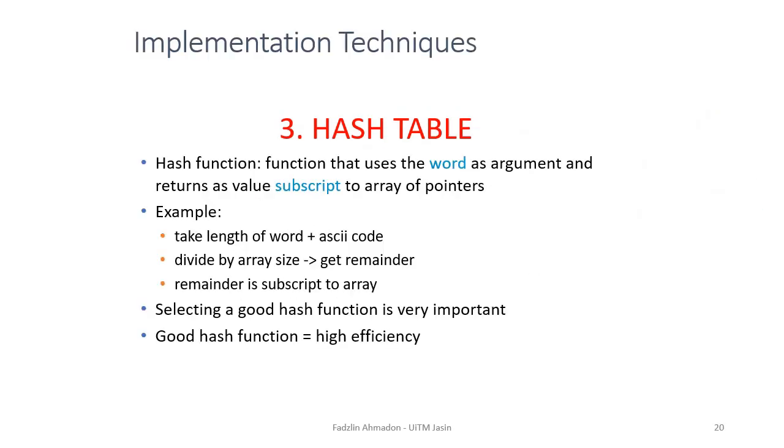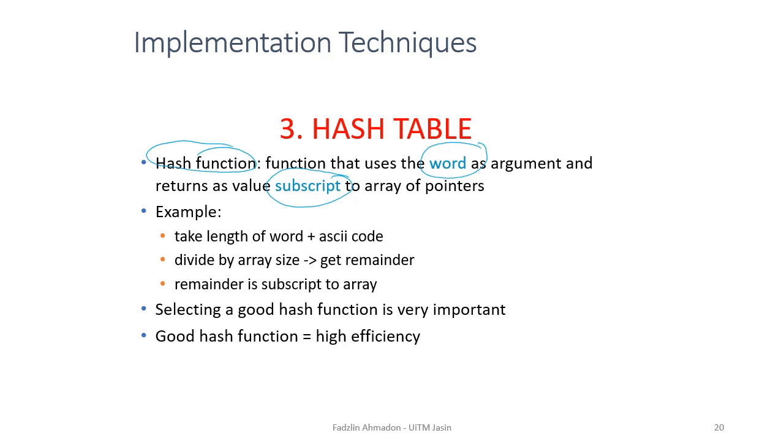So in order to construct a good hash table, we need to have a good hash function. So what is a hash function? A hash function is a function that uses the word as an argument, and what we get is the subscript to the array of pointers. It will return the subscript to the array of pointers.